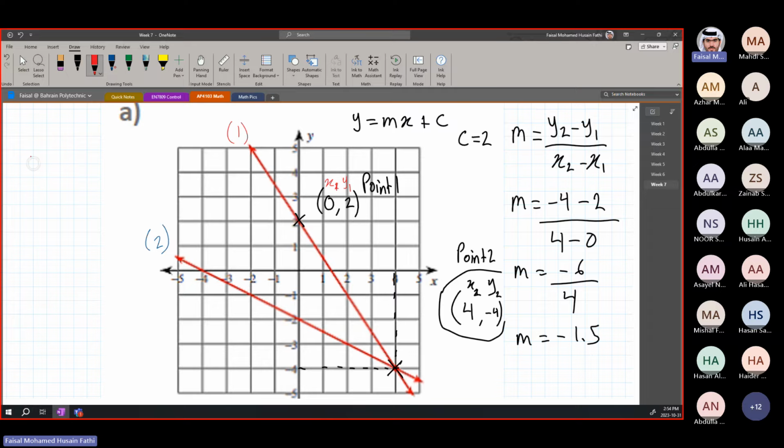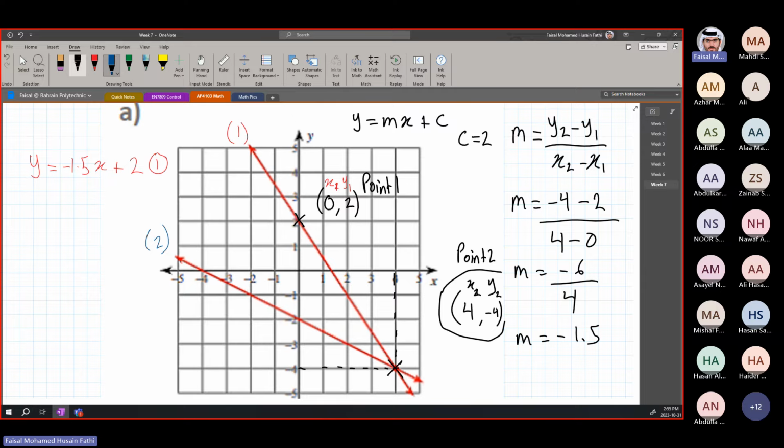Equation 1 is y is equal to m, which is minus 1.5 x, plus c, which is 2. So this is our equation 1. Now, we'll do the same exact thing for equation 2.